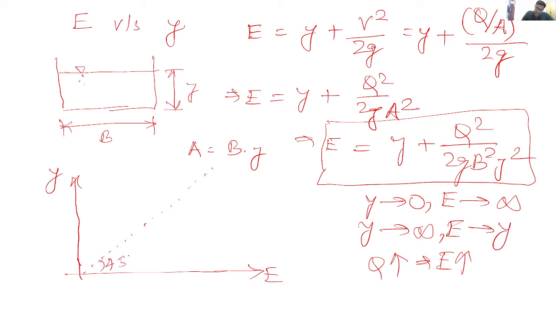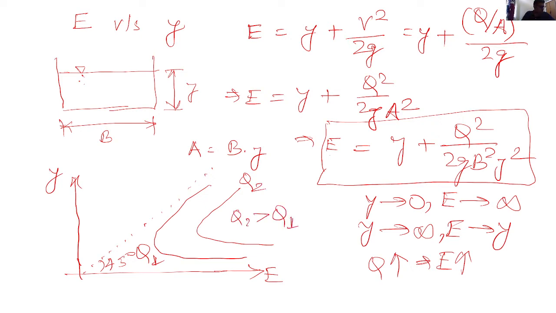Let us suppose this is the 45-degree line. The specific energy curve for different discharges can be plotted like this. This is for discharge Q1, this is for discharge Q2, where Q2 is greater than Q1. And this is the E equal to y line. So effectively, this equation is cubic in nature. Now, this is the brief recap I wanted to give you before moving into the next question.